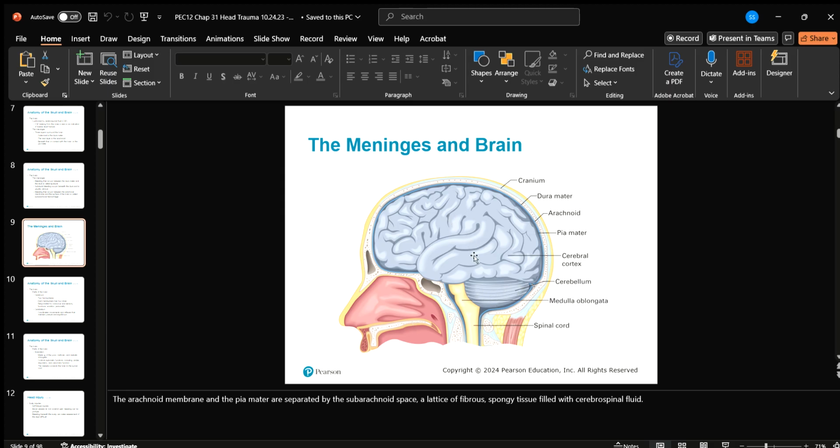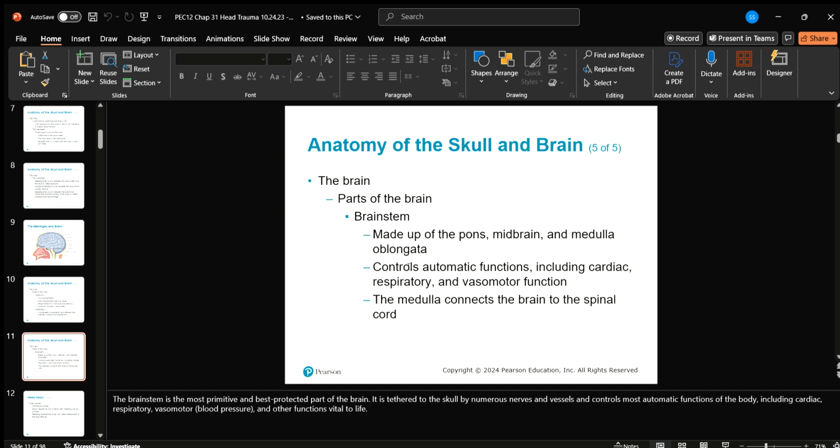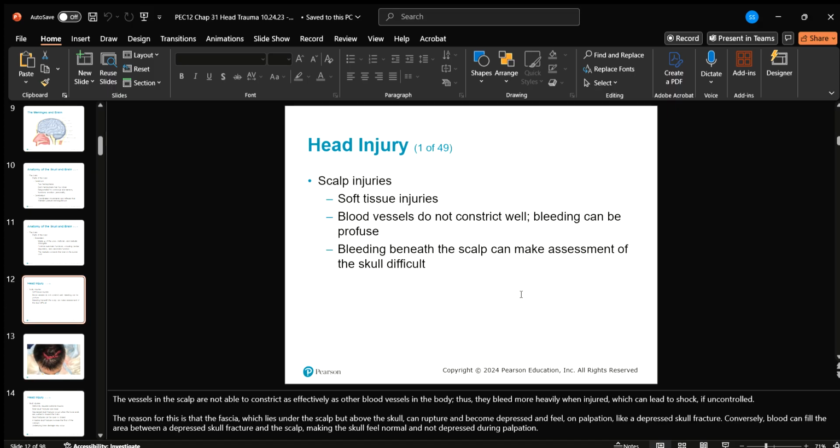So all this is going to crush the parts of the brain that literally control our heart, our respirations, and our vasomotor function. So that's why brain injuries are so deadly. Because the brain swells, it can only go one way, and it's down, and it's going to start squishing the parts of the brain that control everything. Everything that matters.